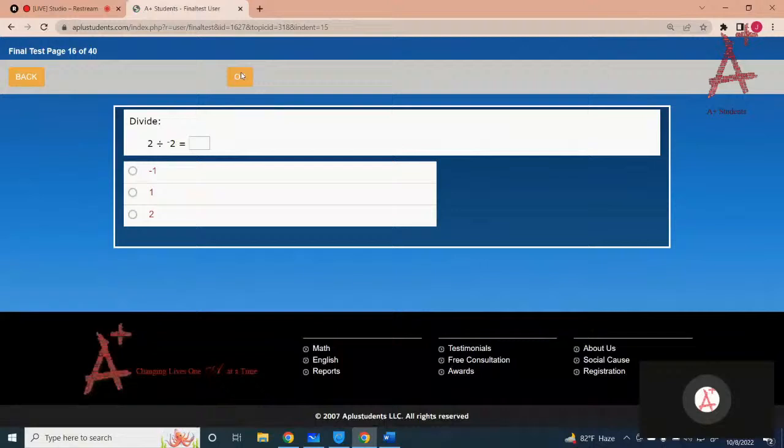Okay, 2 divided by negative 2. You are dividing a positive number by a negative number. So your answer must be negative. Got it? Because both the numbers have different signs, so your answer must be negative.